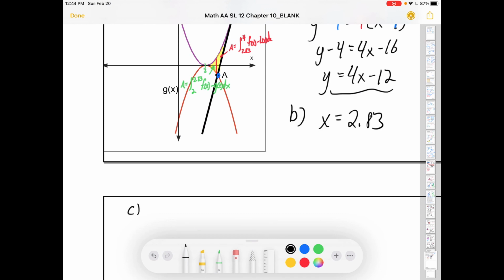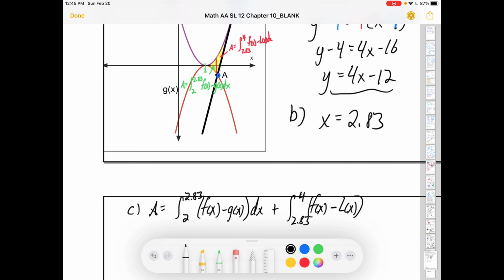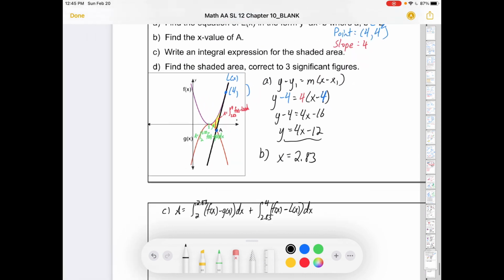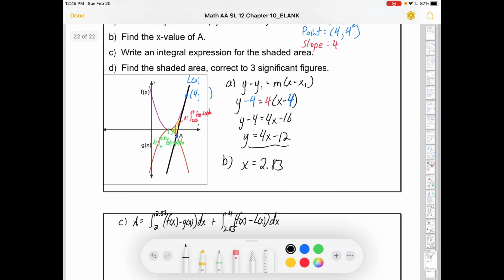So let's write that down. The area is going to be the integral from 2 to 2.83 of f of x on top, and g of x on bottom. You could use some absolute values here if you weren't sure about top and bottom. Plus, in the other section, it's bounded on top still by f of x, and on bottom by that line. And you could put in all the gory details of the x's and y's there, or all the x's and the squareds, but it's pretty nice just with the f's, g's, and L's.